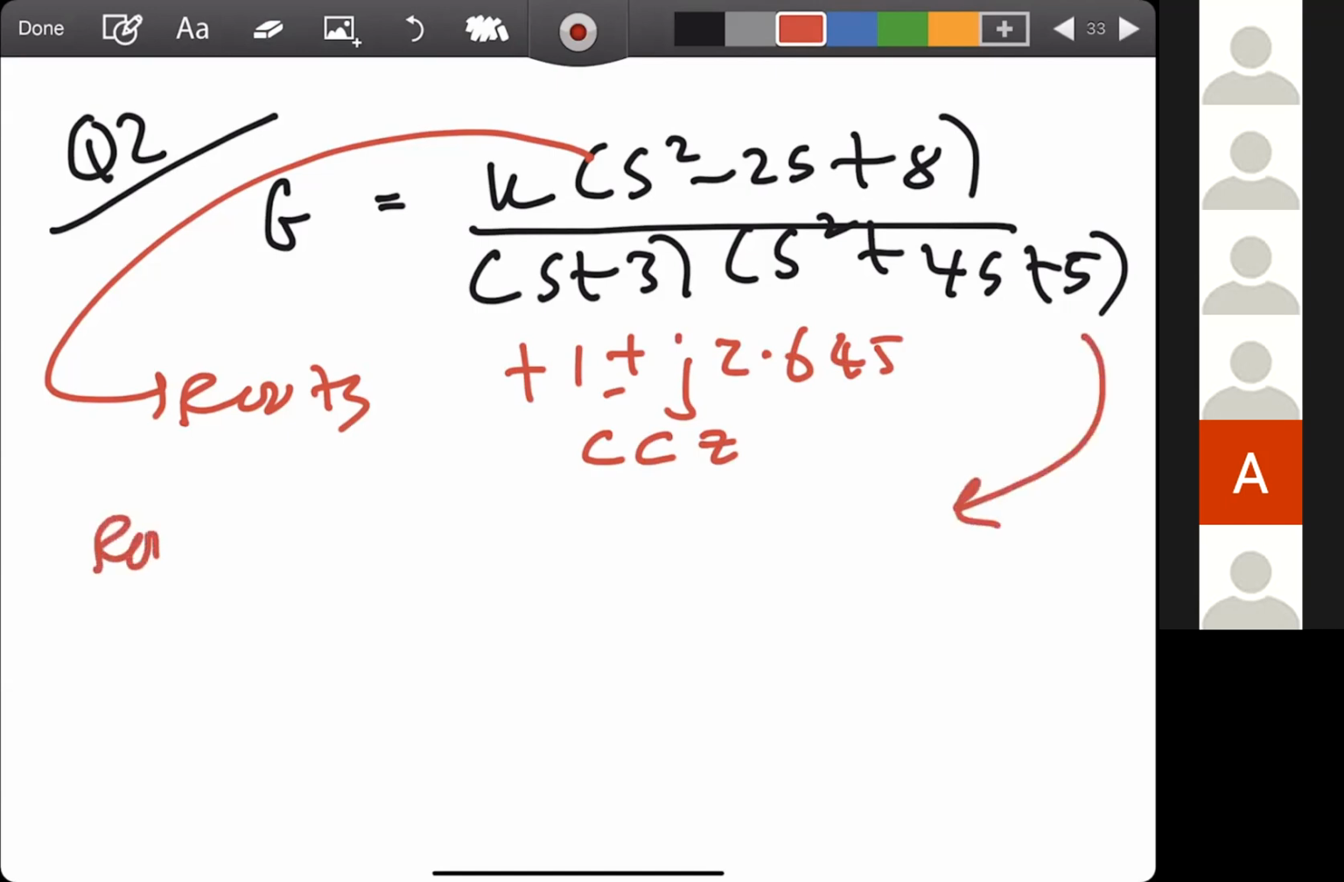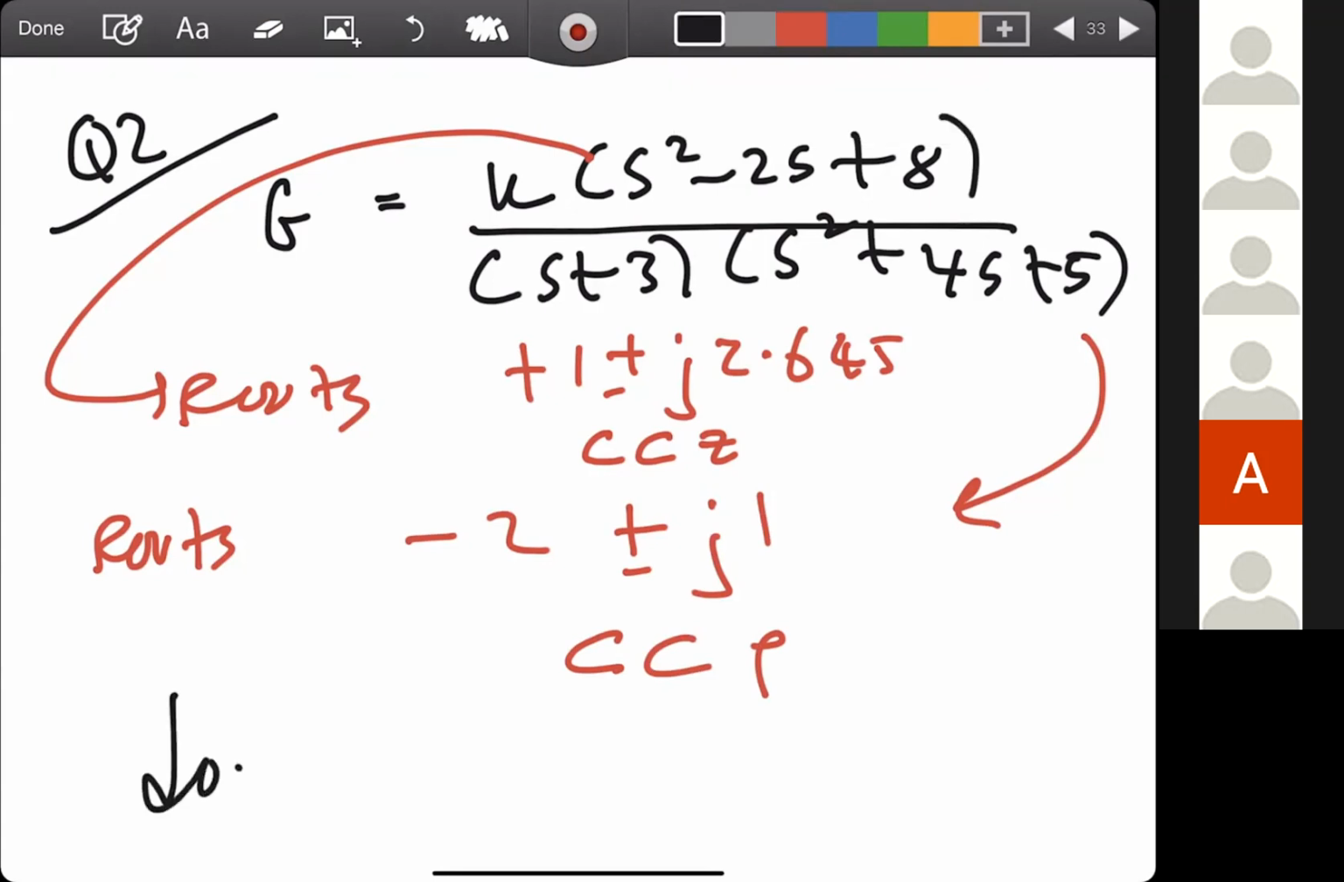Second one. First one is -3. Then the roots: -2 plus minus 1j. Okay, complex conjugate poles. Everybody follow me, CCP, complex conjugate poles.